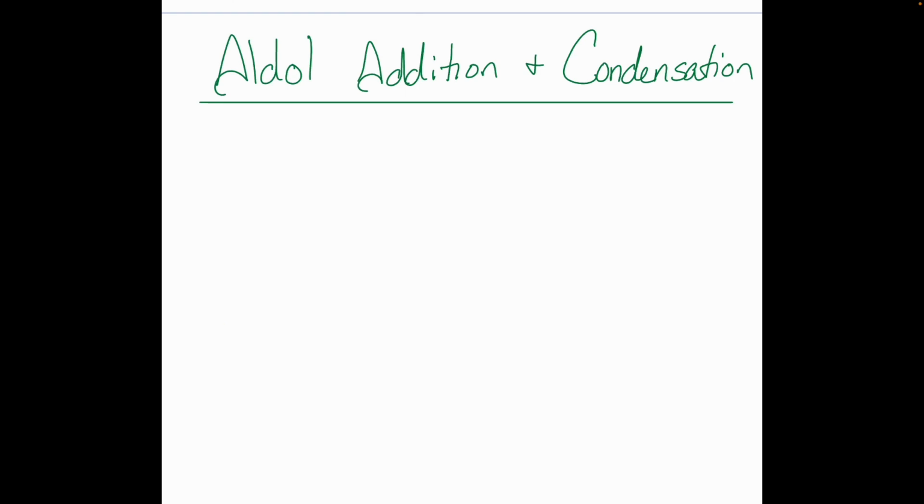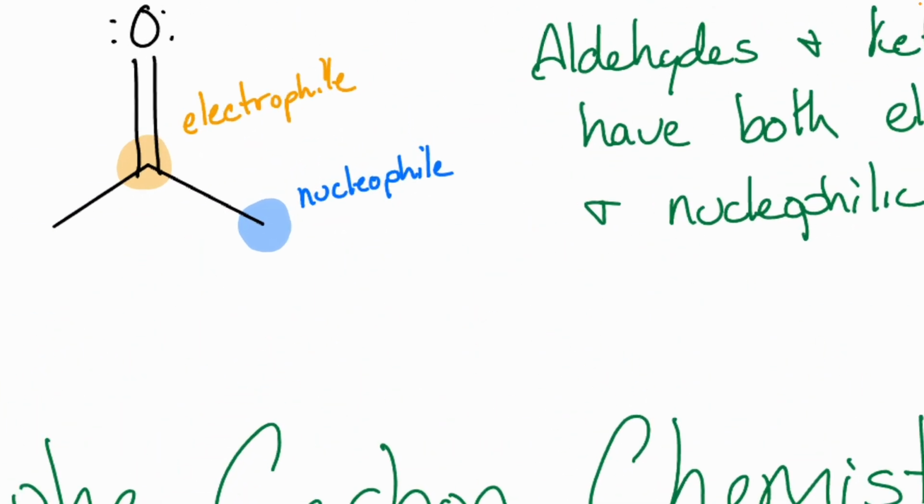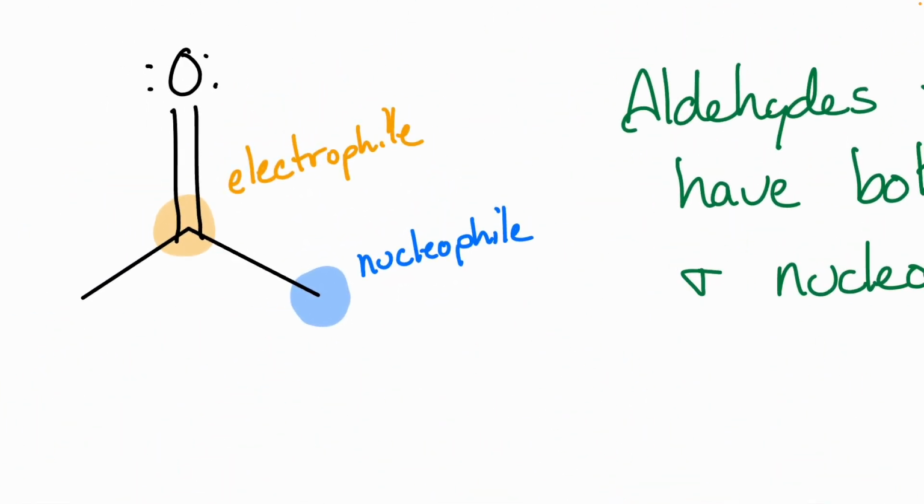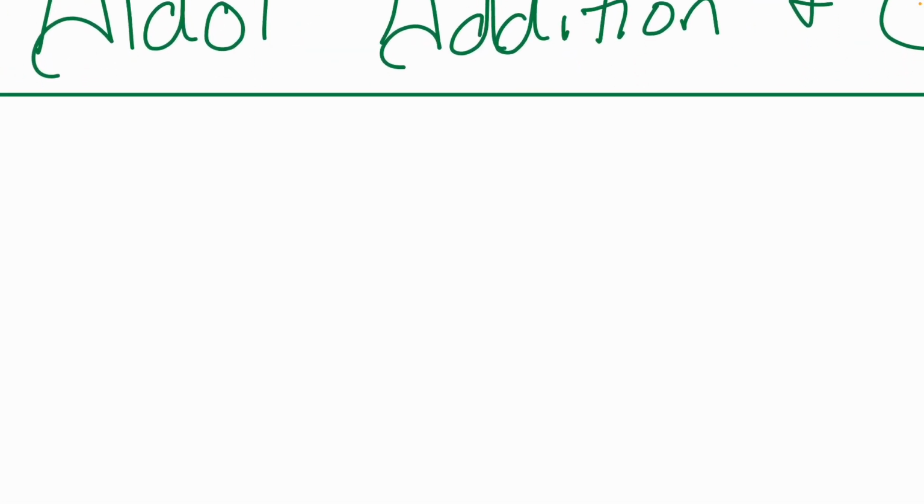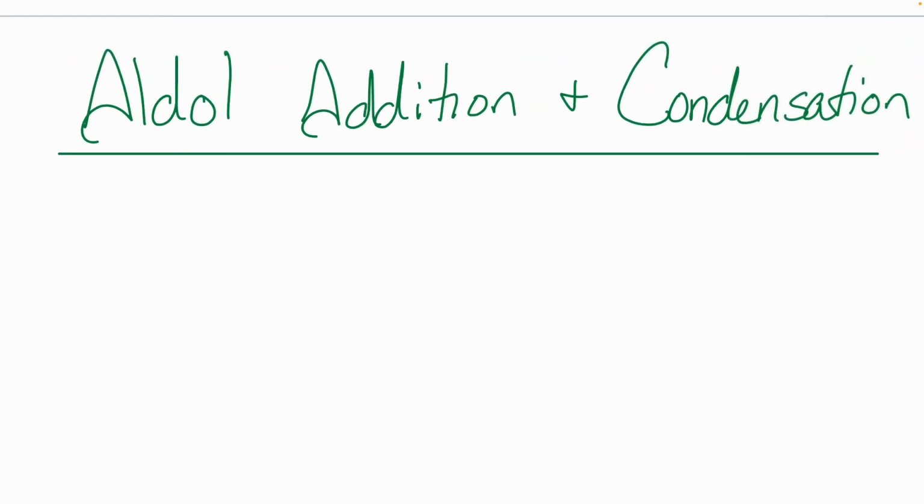Okay, so the basis of these is what we talked about: how these molecules, these aldehydes and ketones, have both a nucleophilic and an electrophilic site all in the same molecule. All right, so what we're going to do is take our aldehyde and ketone. Let's just use a simple aldehyde to start out with here.